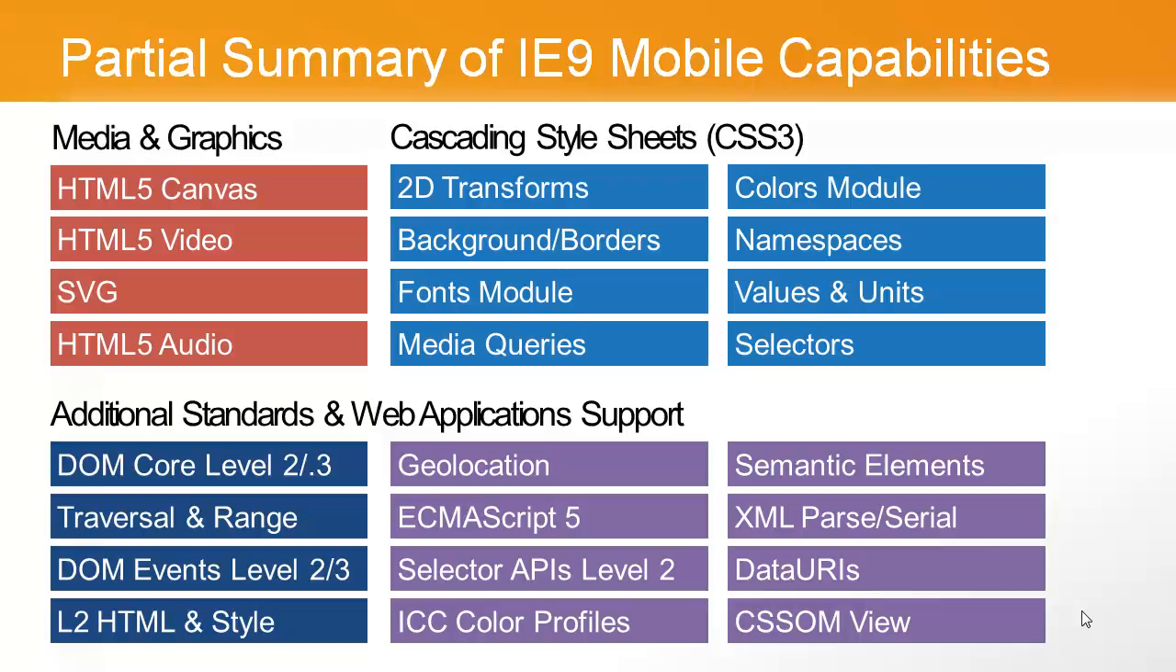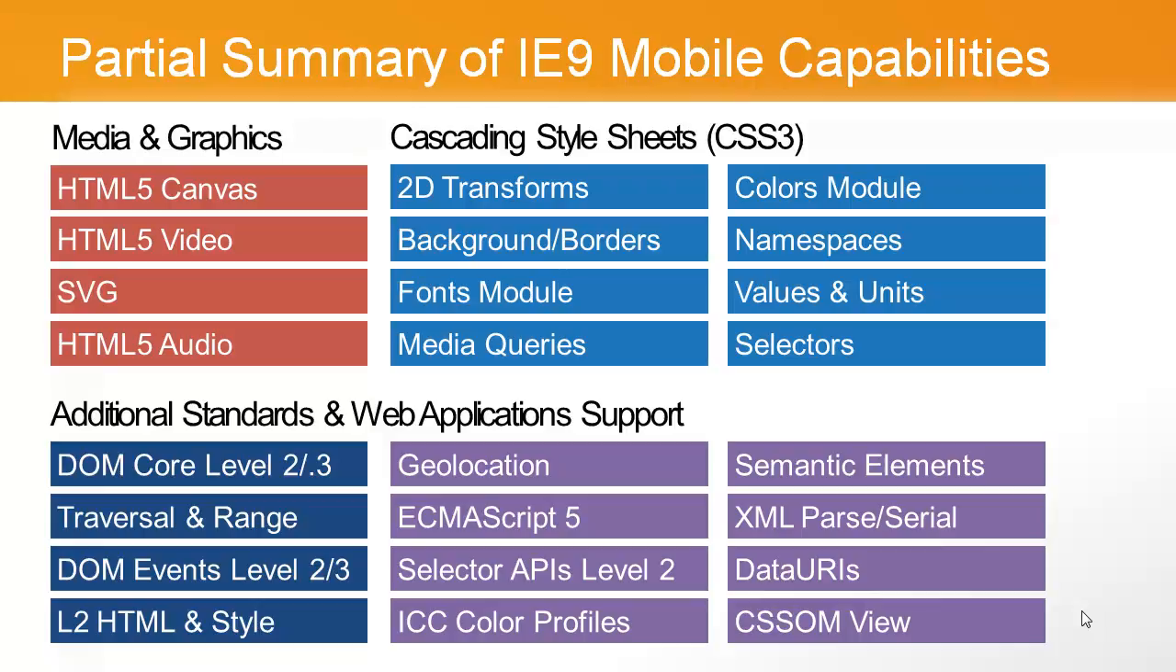At the level of CSS3, we have 2D transformations, especially good for games, background and borders, fonts module. We have media queries, which is very important to bring experiences from the desktop to mobile-friendly ways in a very dynamic way. We have colors module, namespaces support, values and units and selectors, and then we have other things that are being improved, like the DOM APIs and the traversal and range improvements in terms of performance.